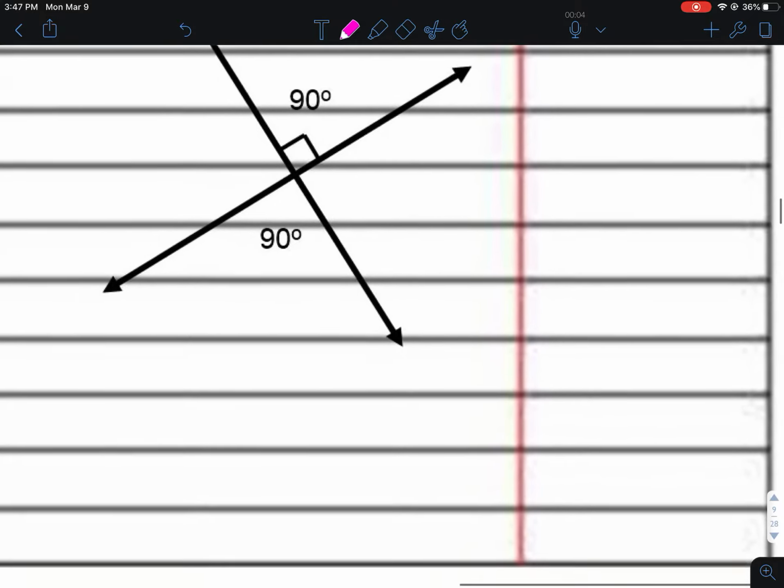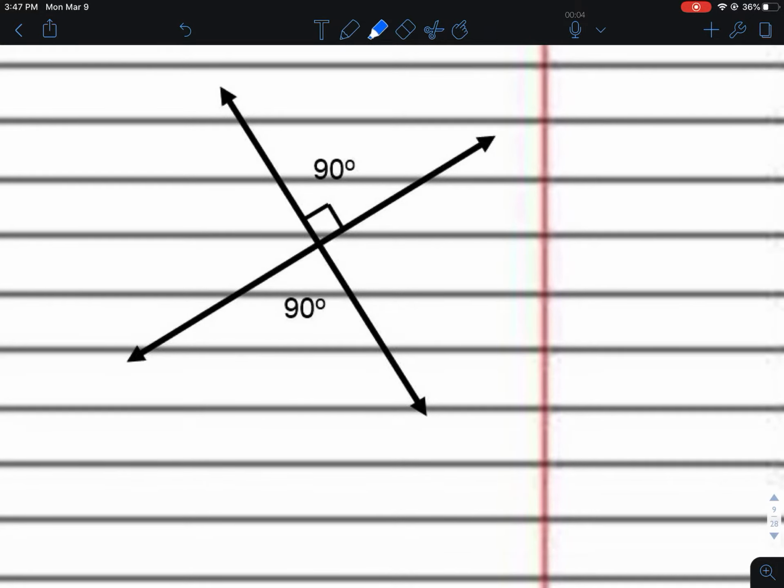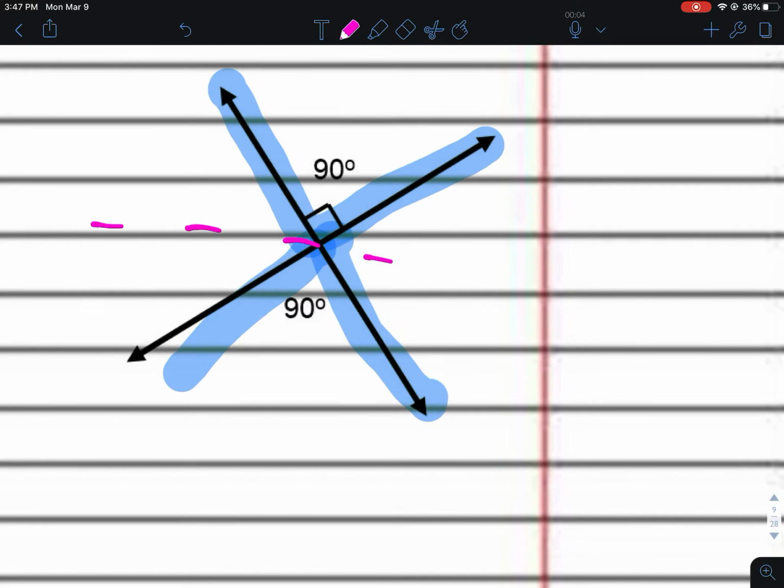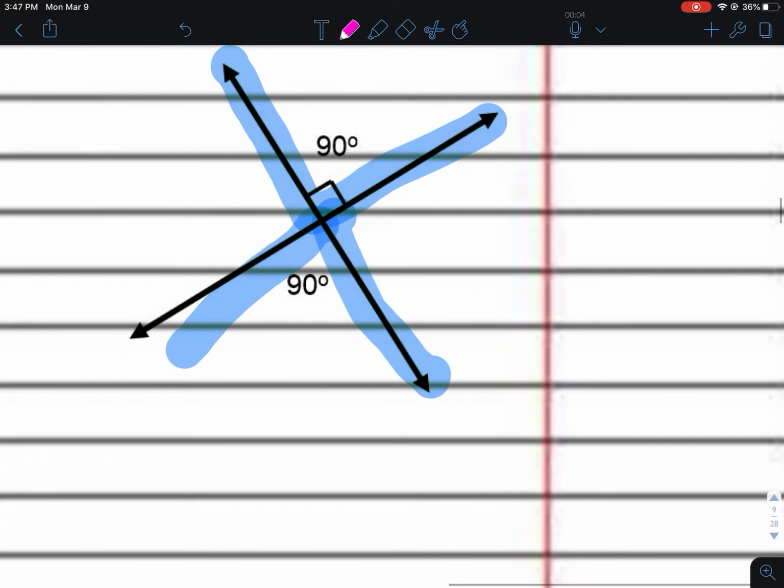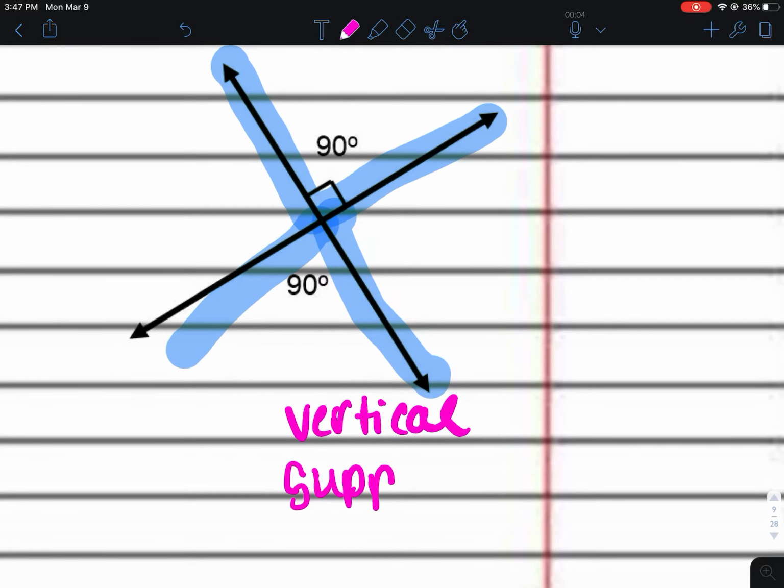And the last two here, these lines are vertical to one another. The one is here, the other's here. You could almost imagine if you were to kind of cut this in half and fold it, that those two angles would overlap with one another. So these are vertical because they're across and equal. And if you add both of those angles together, they are also supplementary.